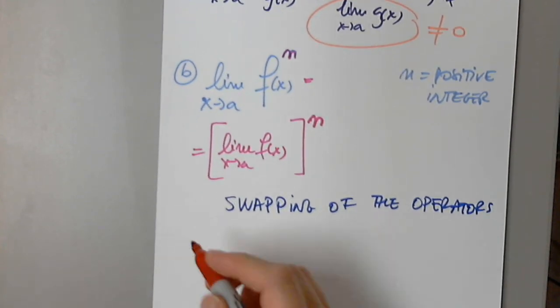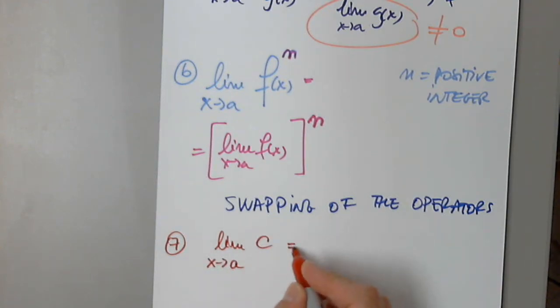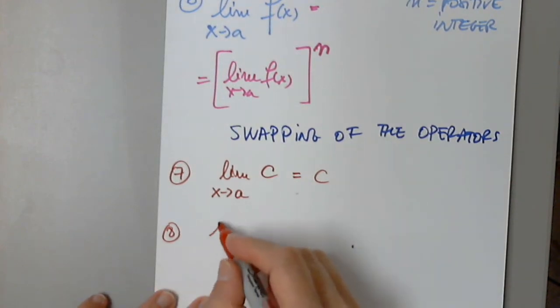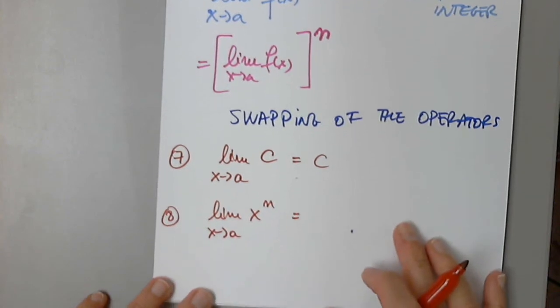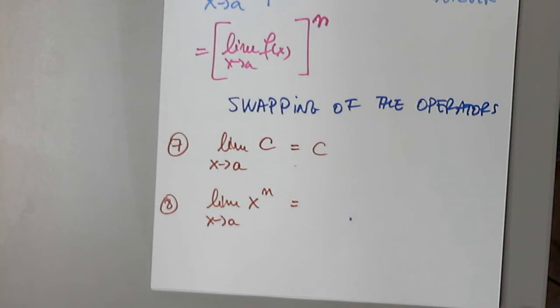Okay, next one, number 7. The limit of a constant as x approaches a from either side is the constant. Of course. Number 8. Now I don't even think this should be a specific limit law separate from the others, but that's okay. Let's use it as is.